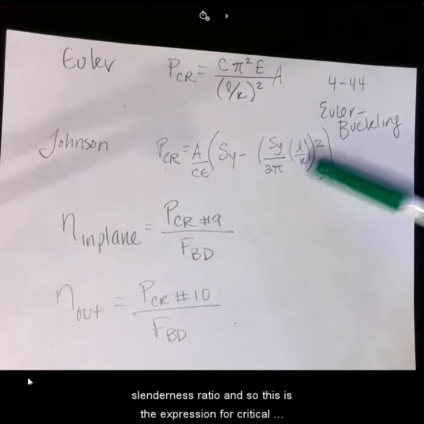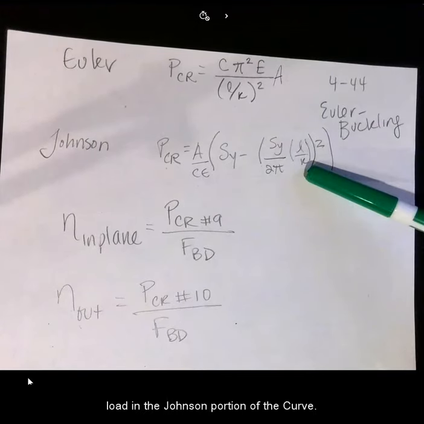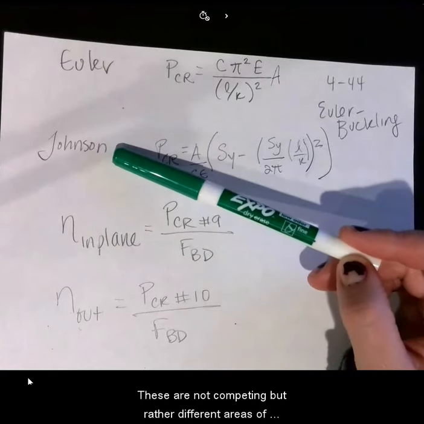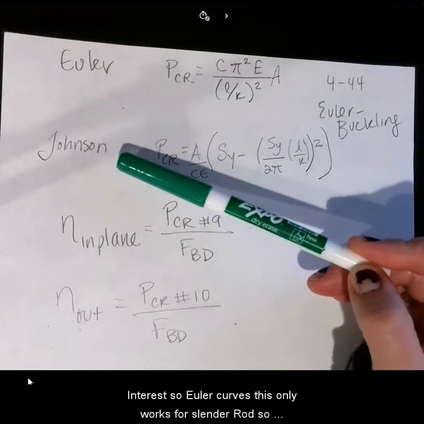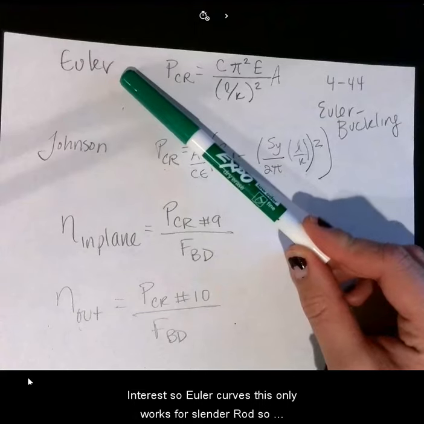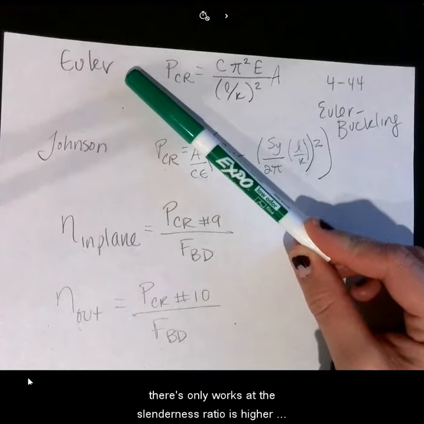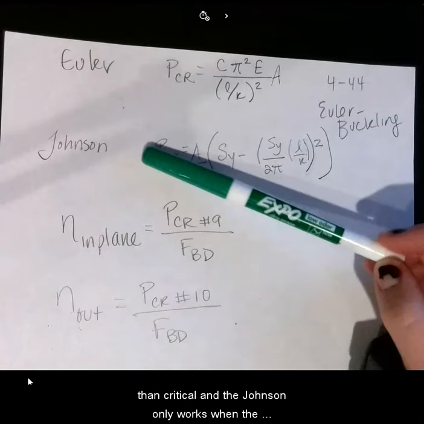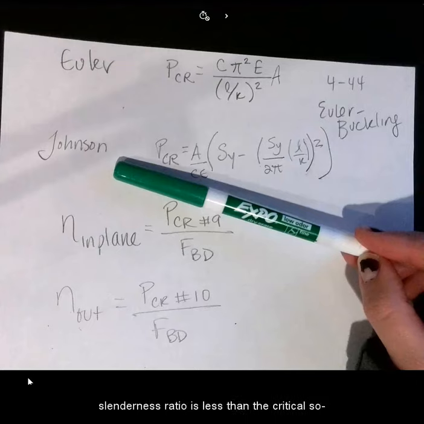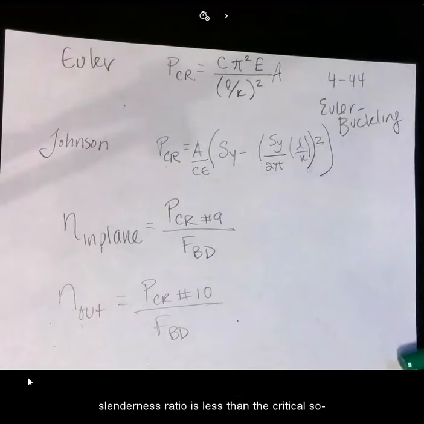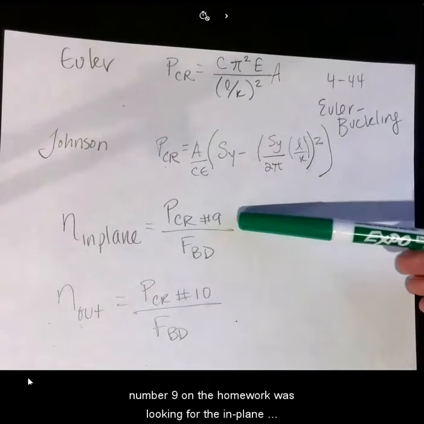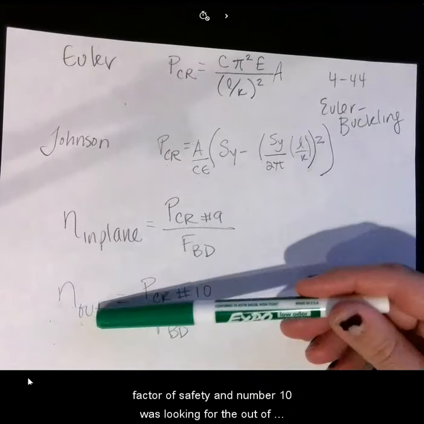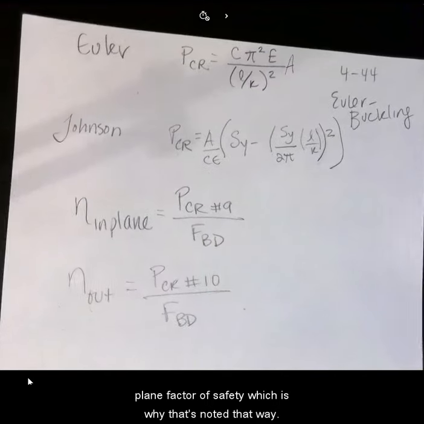This is the slenderness ratio, and this is the expression for critical load in the Johnson portion of the curve. These are not competing, but rather different areas of interest. Euler curves only work for slender rods, so this only works if the slenderness ratio is higher than critical. The Johnson only works when the slenderness ratio is less than the critical. Number 9 on the homework was looking for the in-plane factor of safety, and number 10 was looking for the out-of-plane factor of safety.